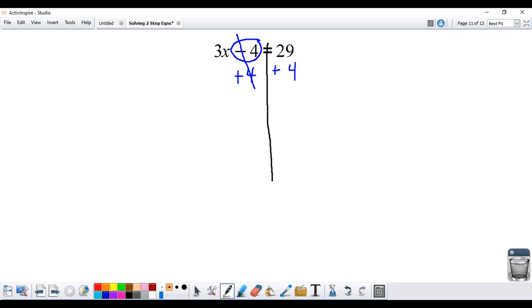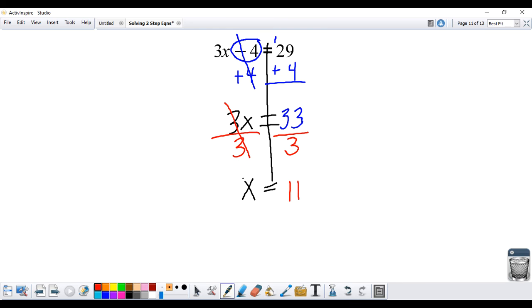I'm back at having the same amount that I had before. So I have 3x left on the left equals, and then I'm going to add my 29 and 4. 9 plus 4 is 13. Carry the 1. 2 plus 1 is 3. So 3x equals 33. And now I multiply or divide. Right now this says 3 times x, so I'm going to divide by 3 to undo the multiplying by 3. 3 divided by 3 is 1, so I'm left with x equals 33 divided by 3 is 11.